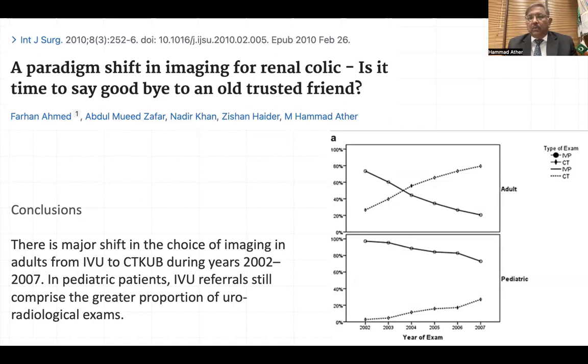If you look at our own data, over the period 2002 to 2007, even at that time, as you can see, in adult patients the number of IVUs done falls significantly, and the number of CT scans, mostly non-contrast CT, increases significantly. The trend was not that remarkable in pediatric patients, but it follows the same trend. As you can see, more CTs were performed than intravenous urographies.